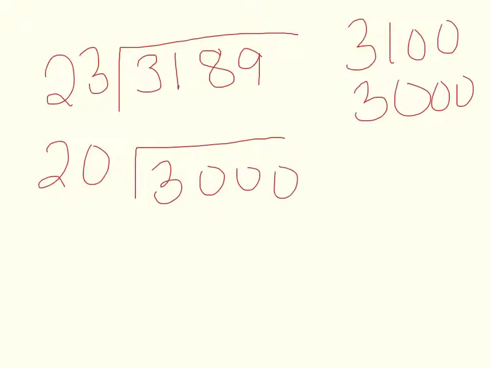Now, let's follow our rules of division. How many 20s are in 3? 0. How many 20s are in 30? Ooh, I know. There's one 20 in 30. So 1 times 20 is 20. We do our subtraction. 3 minus 2 is 1. 0 minus 0. And now we have 10.